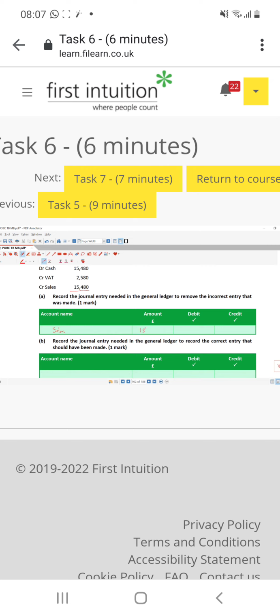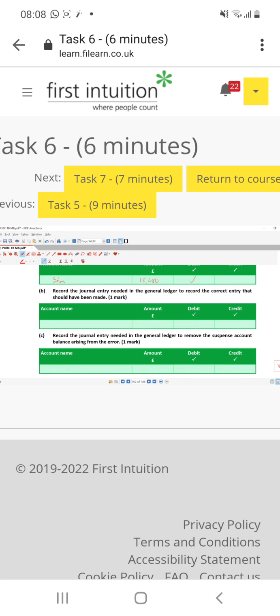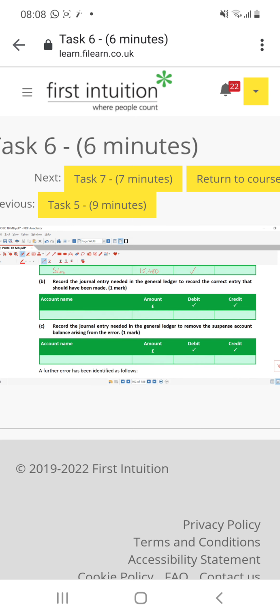And to do that, as previously we have credited it, we will therefore now need to debit it. And once we've removed the total of that incorrect entry, we will then need to put in the correct amount, which as they said was 12,900. And now we will credit that correct amount.